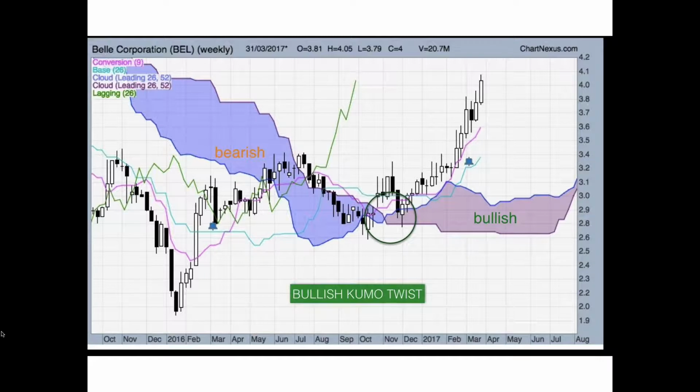For example, if you see this bullish Kumo twist happening 26 periods ahead, you will be able to position yourself at the proper levels. Or if you are feeling bearish about the security and then you see a bullish Kumo twist happening, then you must change your sentiment from bearish to bullish because the price action is telling you that this price is about to break out.